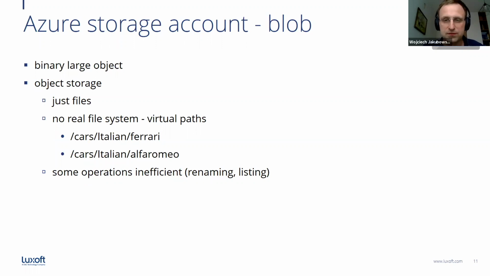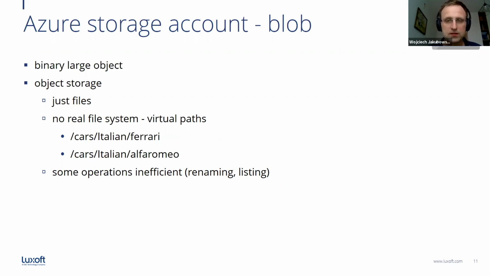Blob, which stands for binary large objects, is basically an object storage. So you just put your files there to a specific container. And there is no real file system. It's just a flat set of files. In some tools that you use with storage account, you will see paths or folder structures, but it's important to know that these are not the real file system paths. They are more like virtual paths or labels. All the files live in one flat container.